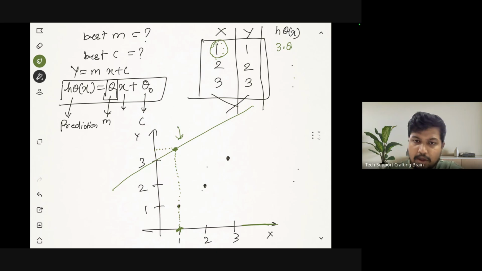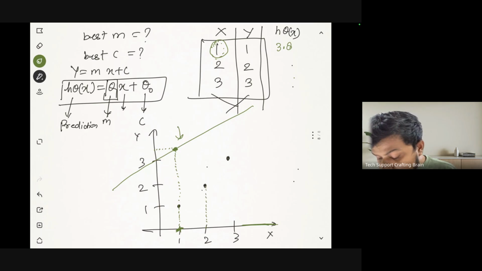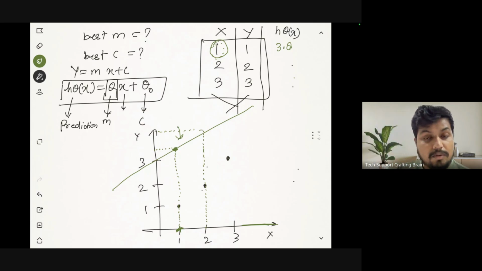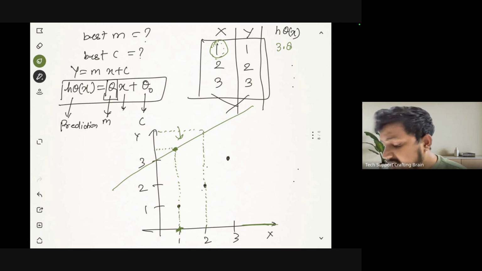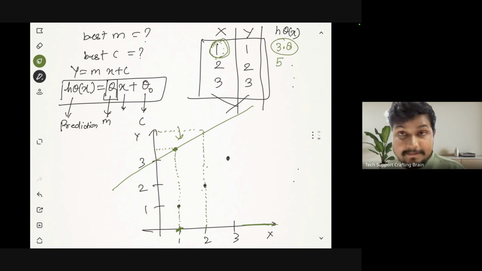Okay. For x is equal to 2, you guys have to tell also. For x is equal to 2 right now, if you try to see, our intersection is going somewhere here. So nearly it is coming here right now. On this also, we are getting nearly a value of 5. Okay. Now tell me, guys, x value was 1 and we predicted 3.8. X value was 2. We predicted 5.